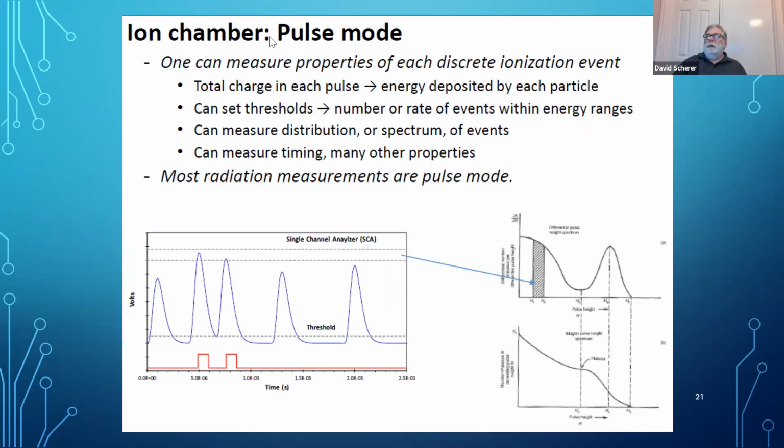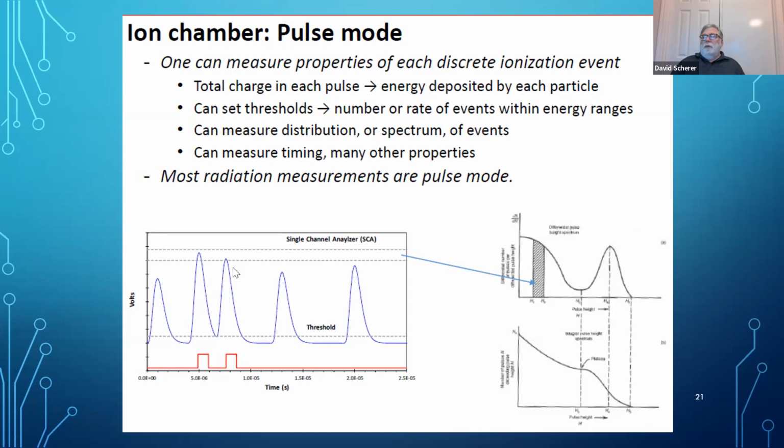When ion chambers are operated in pulse mode, not a very common application, then when events take place, the current that's produced decays away, and discrete measurements can be made. The amount of charge liberated is the pulse height. That's how strong the signal is.